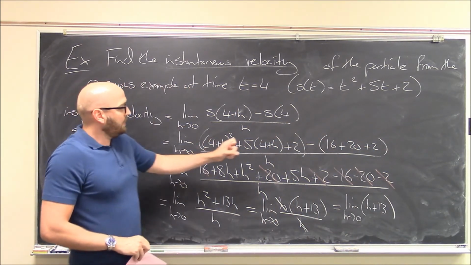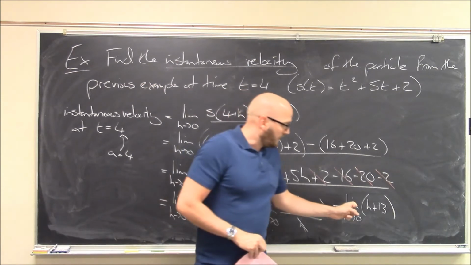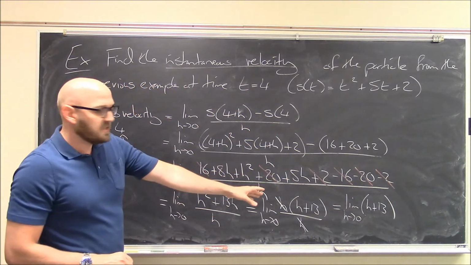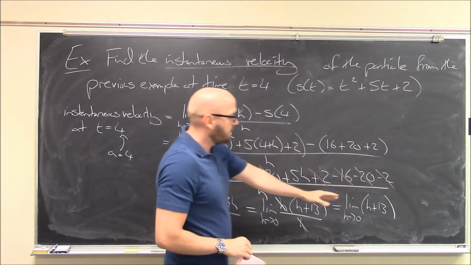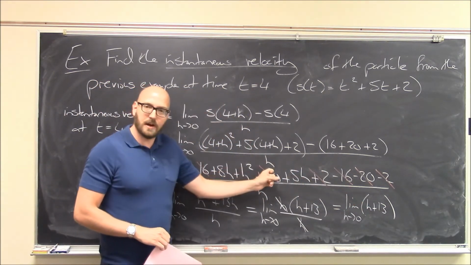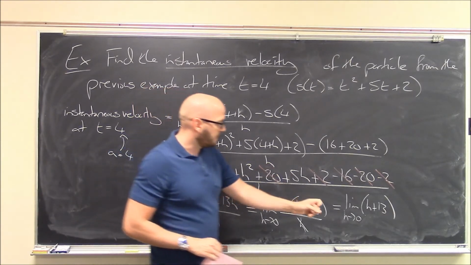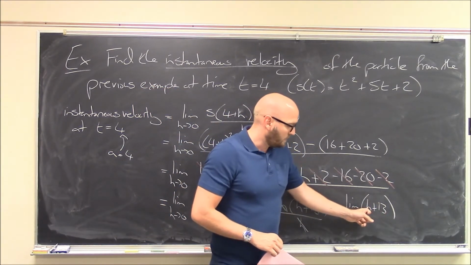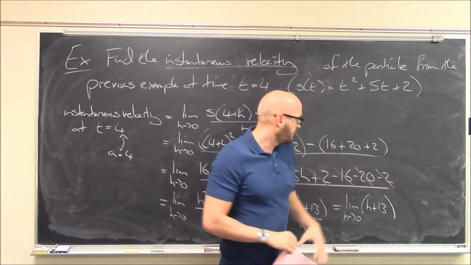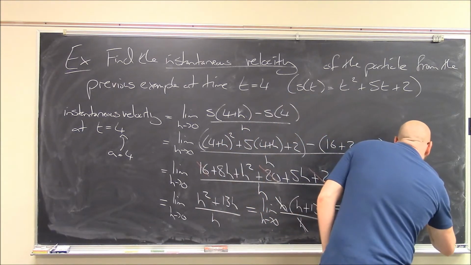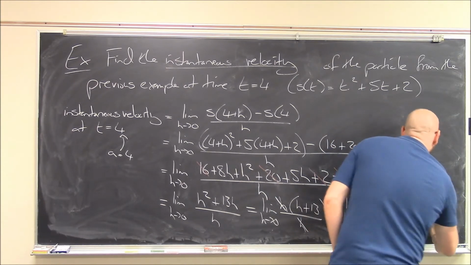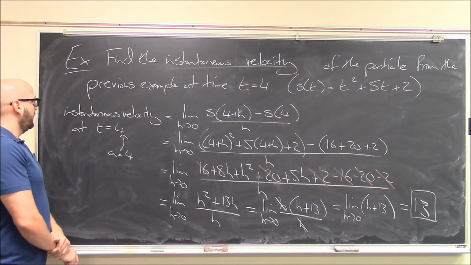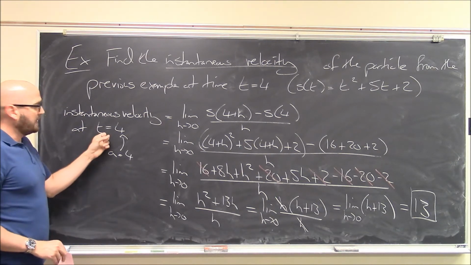So the limit of this complicated looking expression actually reduced to the limit of this very simple expression. And now there's no problems with h going to 0 there, right? It's very clear to see what happens. Here it wasn't clear because I divide by 0 as h goes to 0. But over here, as h goes to 0, h plus 13 is just going to let h go to 0. It's 0 plus 13. So this limit is 13. And that is the answer. That's the instantaneous velocity of this particle at this time t equals 4.